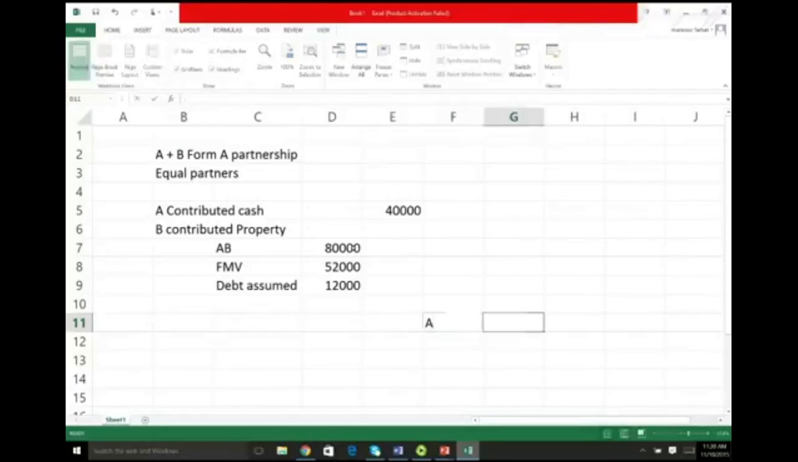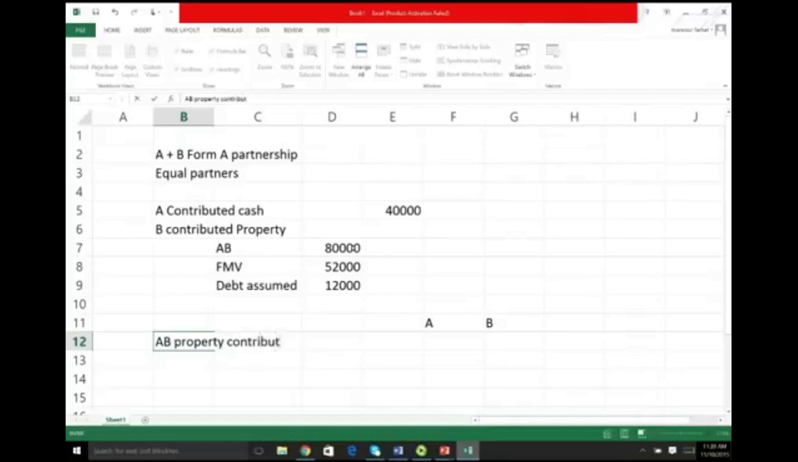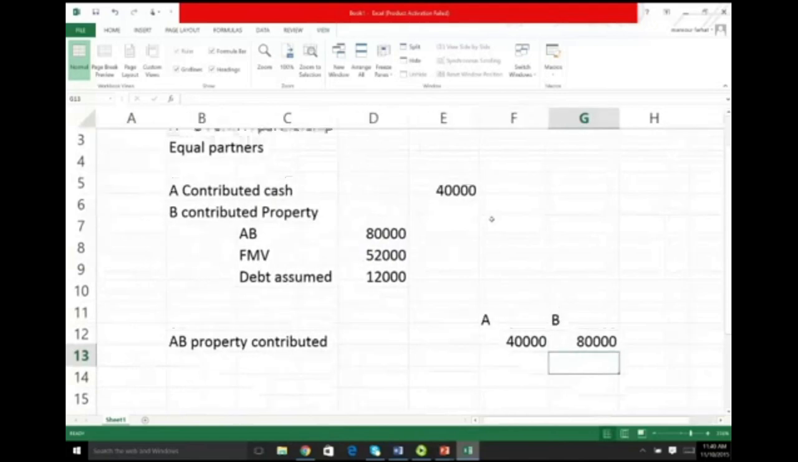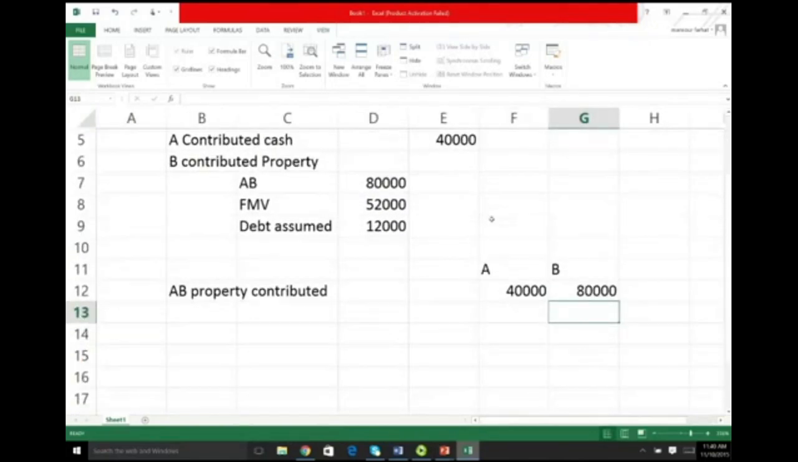We have partner A and partner B, and let's start with the property. First is the adjusted basis of property contributed by each. Remember, the bases are transferred. We don't care about the fair market value. A contributed $40,000 in cash. B contributed property with an adjusted basis of $80,000. We ignore the fair market value for now. We know that there's a loss, since they contributed the property with a built-in loss, but we don't have to worry about this. So this is the initial contributed capital.